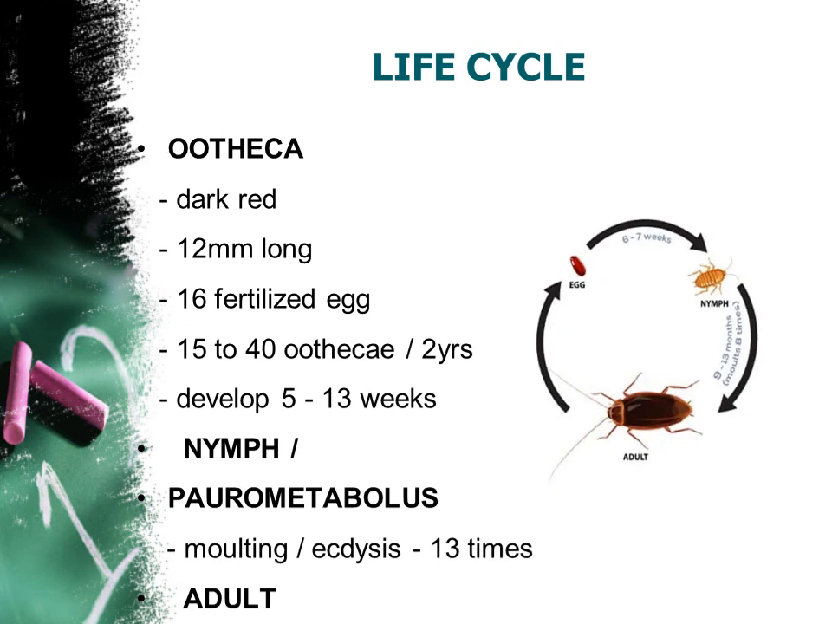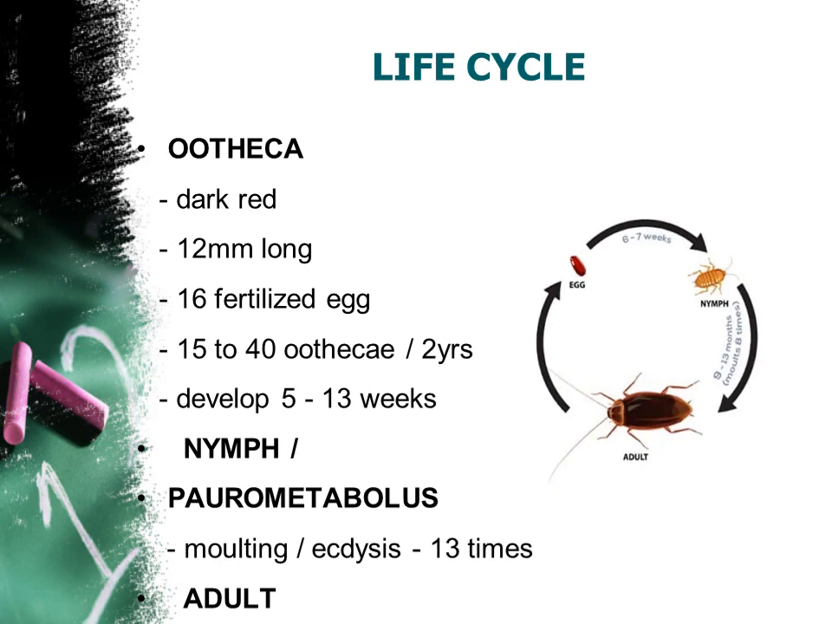So the ootheca becomes a nymph. For this development, it takes around 5 to 13 weeks. Then this nymph is otherwise known as parametabolous. Then this nymph goes through one more process known as molting or ecdysis.